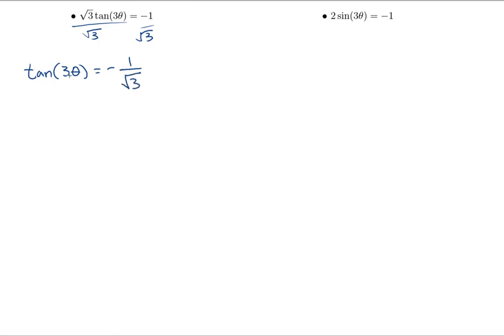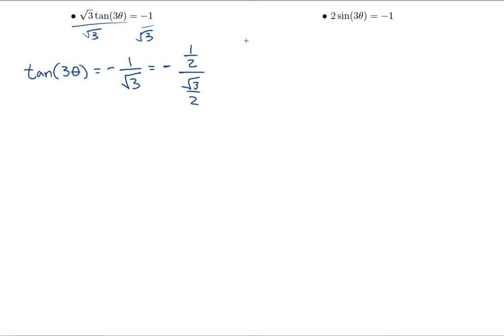All right, now we want to think about where this happens. And so remember, the key when we're talking about tangent is to say, can I make the top and bottom look like special values of sine and cosine? So that would be divide the top by 2 and the bottom by 2.